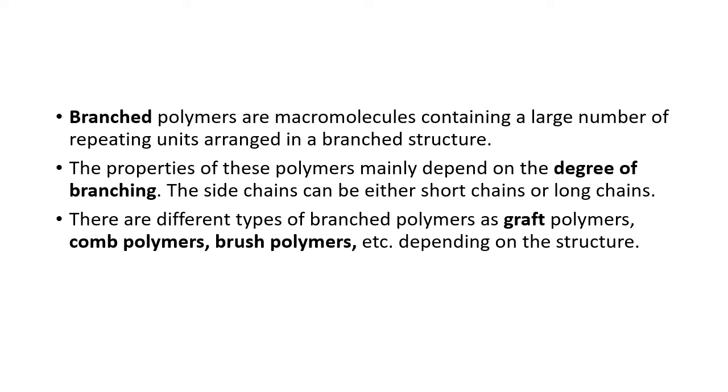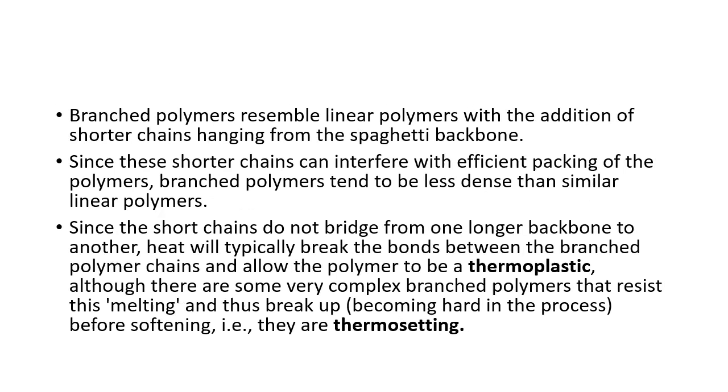Got it? So here we come next. Branched polymers resemble linear polymers with the addition of shorter chains hanging from the spaghetti backbone. Since these shorter chains can interfere with efficient packing of the polymers, branched polymers tend to be less dense than the similar linear polymers. Because there is some scattering.